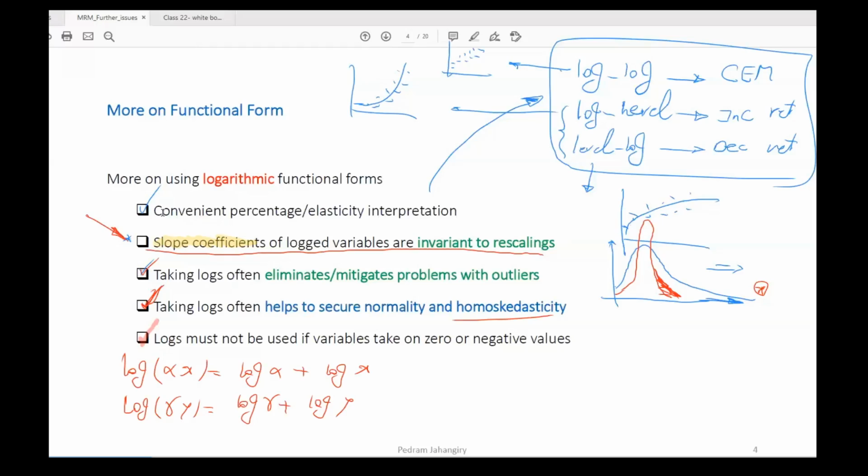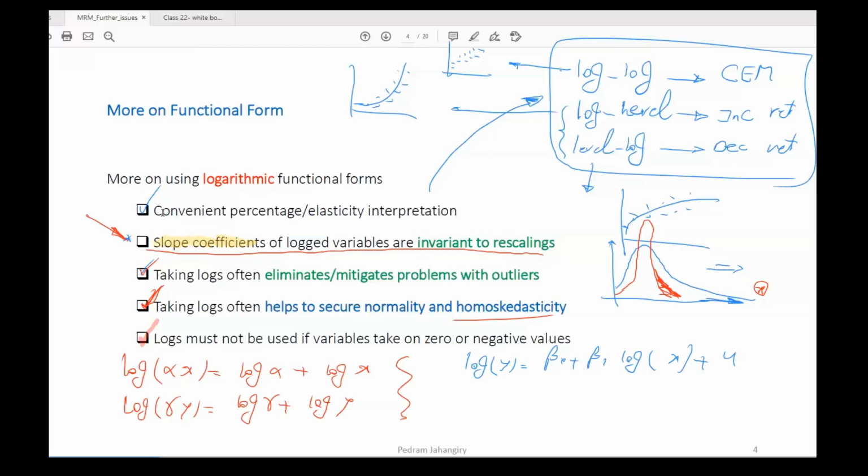Now let's use that property in our regression. So let's say the base model is this one. I'm regressing log y on a constant plus beta 1 log x, and let's keep it simple, plus some error. So log y equals beta 0 plus beta 1 log of x plus some error.